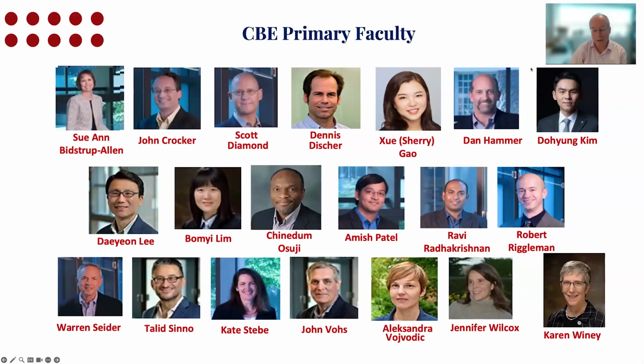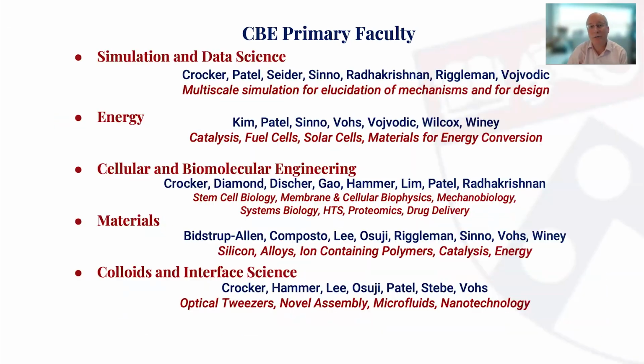Well, there we go. So this is what our primary faculty look like. There's 21 of us, if I counted correctly. And I won't read all of our names. And we do research in a bunch of different areas. And this gives you a roadmap to what we work on and how we work on it. But I would say that CBE is especially strong in the areas of simulation and data science. We're quite strong in soft matter, like colloids and interface science, and various kinds of materials technology. And we have actually a compelling effort in energy and cell and biomolecular engineering as well.